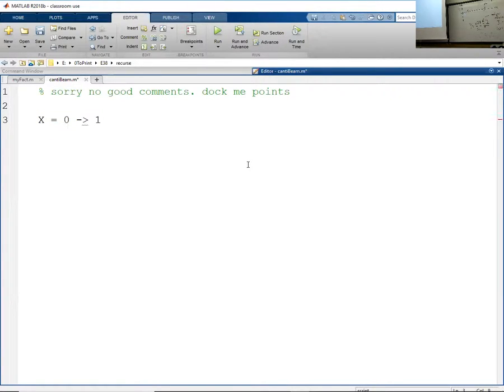And what increment? 0.001 sounds great. So what's my syntax to do that? 0 colon 0.001 to 1. Perfect. Okay, great. So now I have a vector of x values that represents all the values that I'm going to model across here, right?